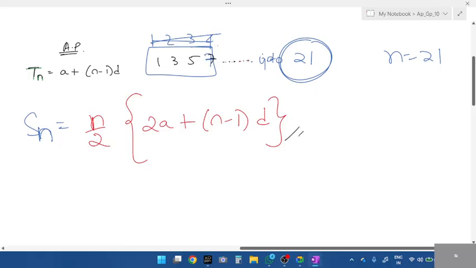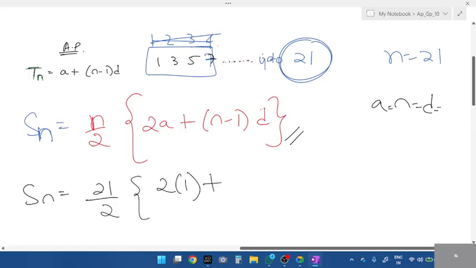Sum. Okay, fine. Now S of n is equal to n value is 21 divided by 2 into 2. A, n, d, all these values are the same. A is the first value 1 plus n is 21. They've already given 21 minus 1. Difference is the same. 3 minus 1 is 2.